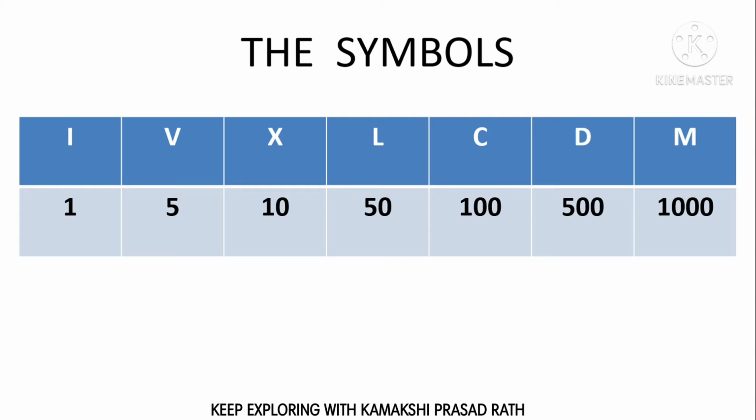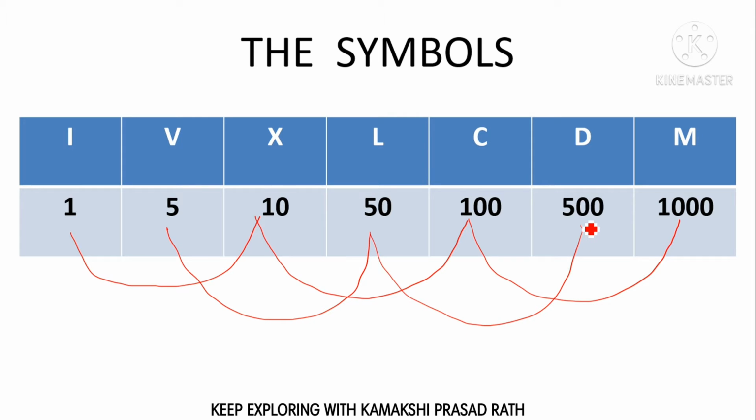IVX, LCDM. So I is for 1, V is for 5, X is for 10, L is for 50, C is for 100 and D is for 500. M is for 1000. So it's very easy to remember. As you can see, if we start with 1 and a 0, we get 10, 10 with another 0, 100, 100 with another 0, 1000. Similarly, 5, then 50, 500. So these are the 7 symbols according to the 7 numbers that they represent.